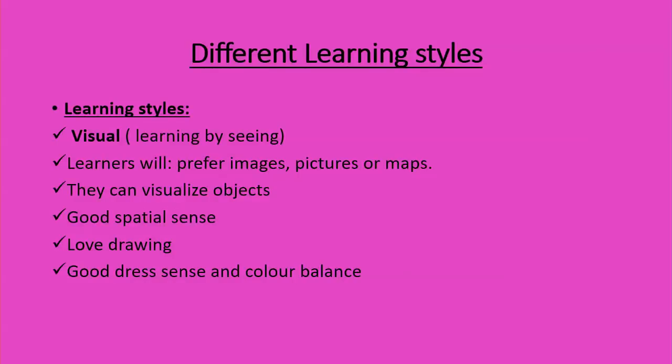They like to see maps. They like to see things. They like pictures. These learners can also visualize objects. They have a good spatial sense. These learners also love drawing. And these learners, at the end of the day, have a good sense of color balance, and they have a good sense of dress. So my learners that learn visually are the learners that prefer to learn by seeing.